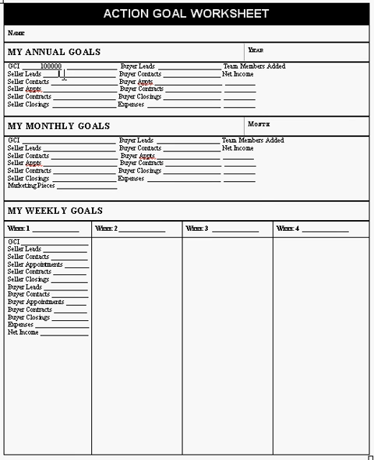Notice I've already put in our $100,000 GCI target. So let's talk about what we need to do and what we took from the other part of it to make that happen. Well, we decided that we needed 18 seller closings. Is that correct?